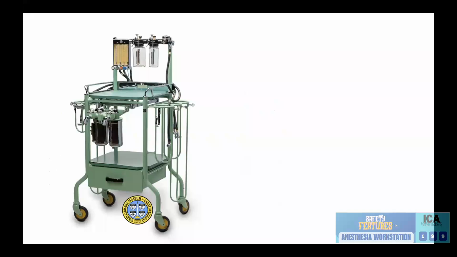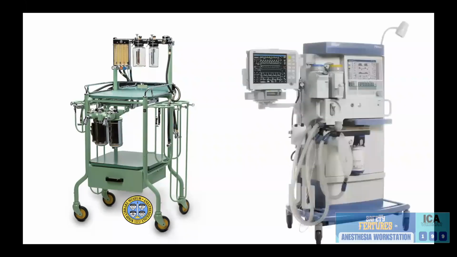Now we have come a long way from the Boyle's machine. When I was a PG, we had Boyle's machine in our operation theaters. Now it is only kept during examinations. We have come on to the workstations. So this is the Draeger Primus workstation. Can you see the flow meter assembly here? Can you see the tubes?